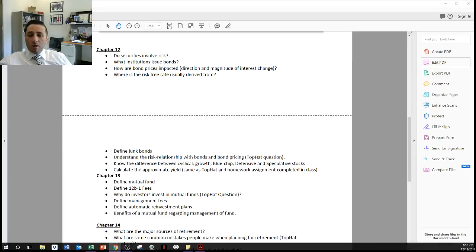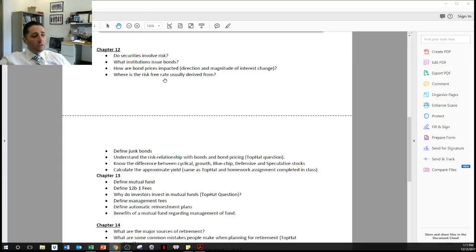We look at the next one and we say, how are bond prices impacted? Bond prices are impacted by a couple of things: the direction in which interest rates are going and the magnitude of the interest rate change, the volatility of the change. So it is impacted by the direction and the magnitude of change.